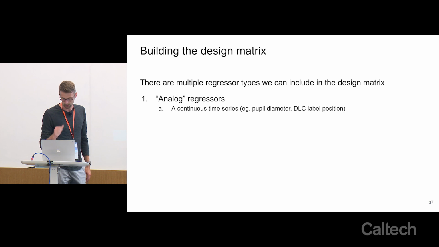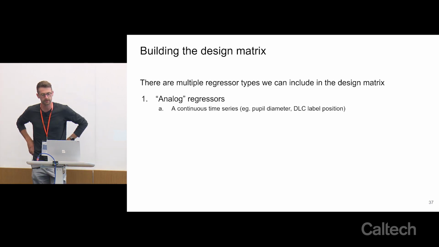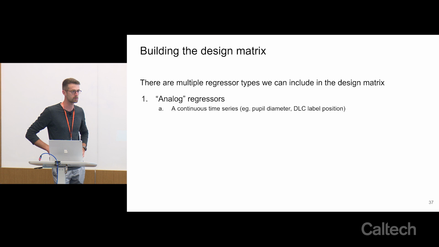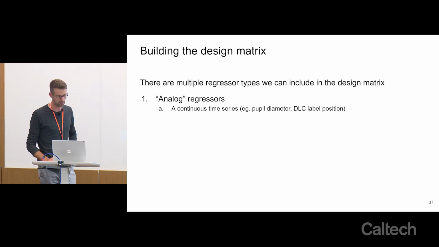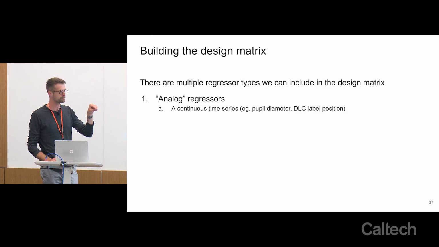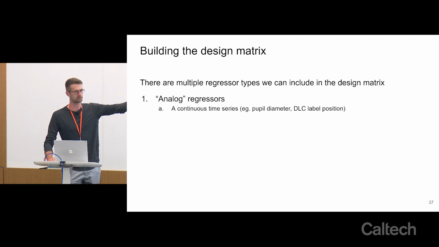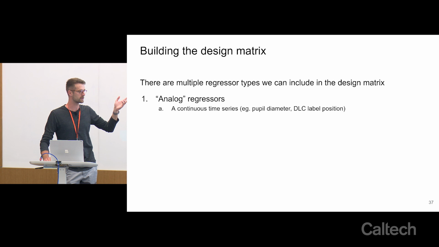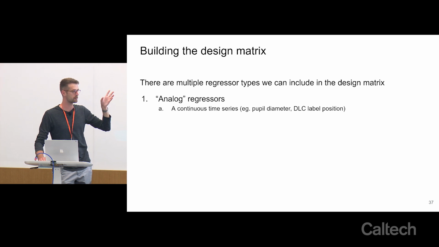Okay, so when actually building the design matrix, there are multiple types of regressors that we could possibly include. One would be what we call an analog regressor. I'll start with this because it's the most intuitive example. We just have our continuous time series of neural data, and then we might have some other continuous time series, such as the size of the pupil, and we just want to relate those to each other. So that's pretty easy. We're ultimately just going to fit one weight that relates this time series to the second time series.